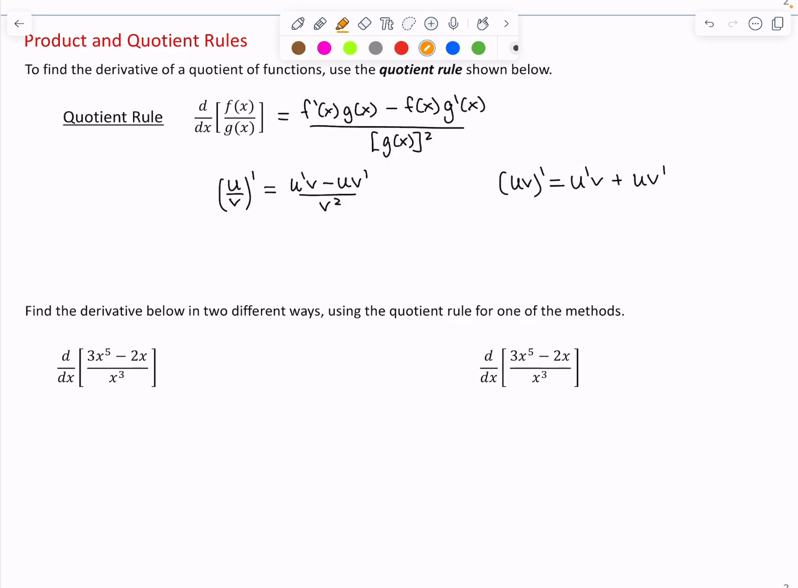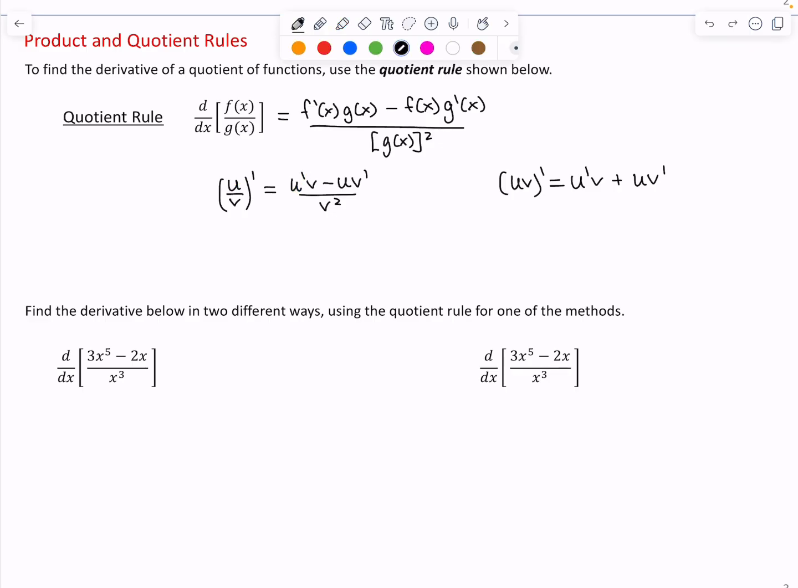Now with the quotient rule, division is not commutative. 4 divided by 2 and 2 divided by 4 do not yield the same result. So it matters: the function that is in the numerator should be the function that's differentiated first. Furthermore, this subtraction means that this overall numerator is not commutative. So it's very important that the numerator function is what gets differentiated first.